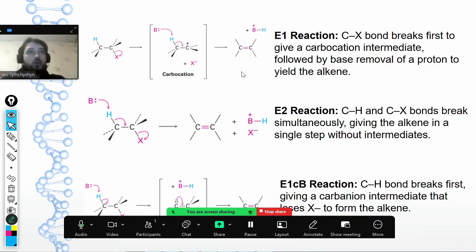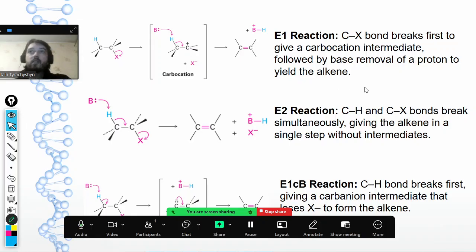Okay, so suppose we have decided our reaction is the elimination reaction. Now let's check out these three types of elimination reactions and get through them one by one. So here we have the E1 reaction.